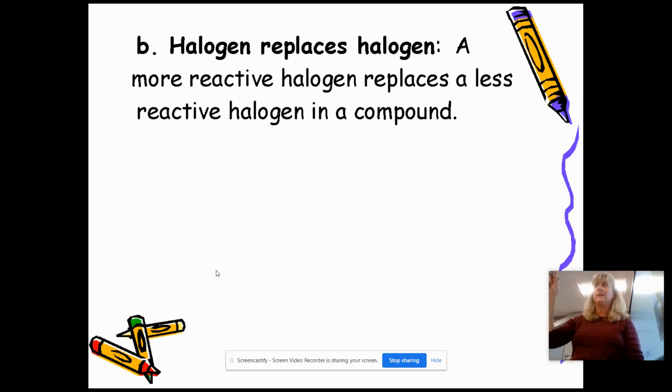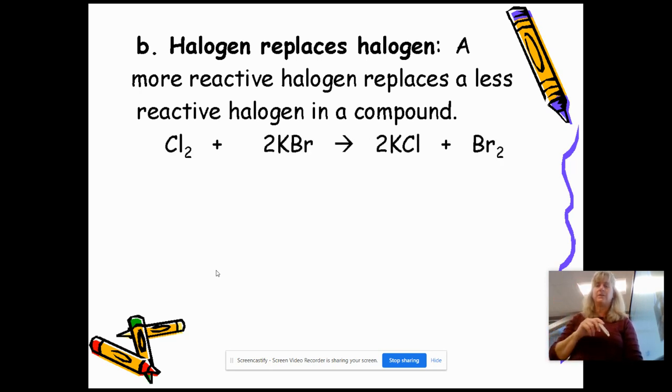But chlorine cannot replace fluorine because chlorine is lower on the periodic table than fluorine. But chlorine could replace bromine or iodine. Okay, so higher halogen can replace lower halogen, not vice versa.